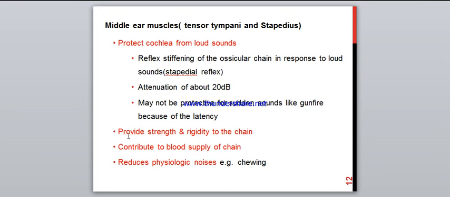Another function of the middle ear muscles is provision of strength and rigidity to the ossicular chain. It also contributes to blood supply of the chain and reduces physiologic noises like chewing. Chewing is a physiologic noise from the teeth, and the middle ear muscles help in reducing these physiologic noises.